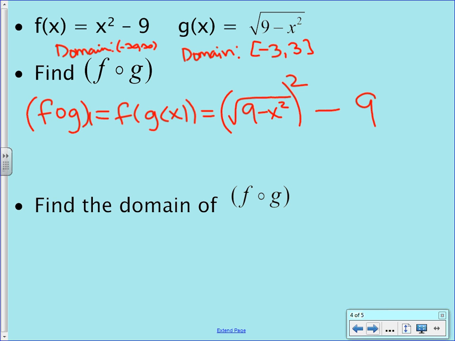Yes? If the domains don't overlap, then can you just not do the composition? Yes, basically.